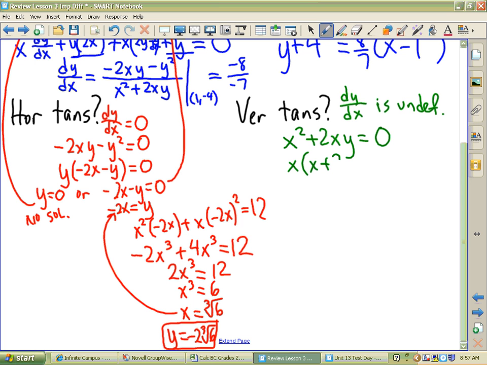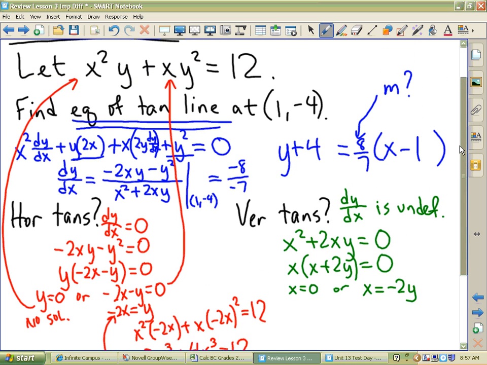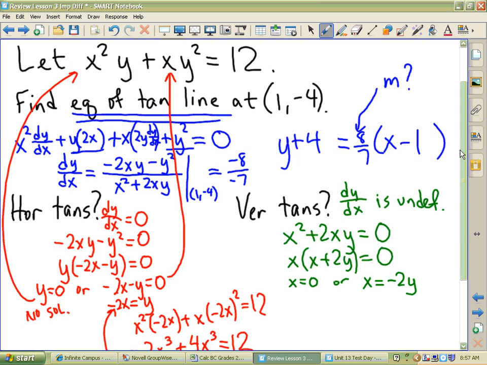So here we go. Everybody factor. So I got either x equals 0 or x is negative 2y. Guess which one doesn't yield a solution? X equals 0. There! Thank you, Dora the Explorer. X equals 0 does not yield a solution. But x equals negative 2y does yield a solution.